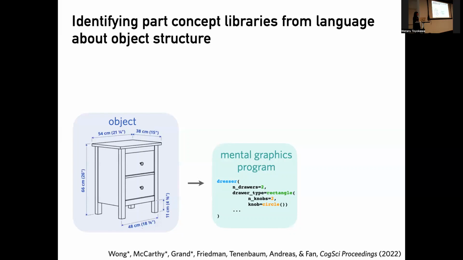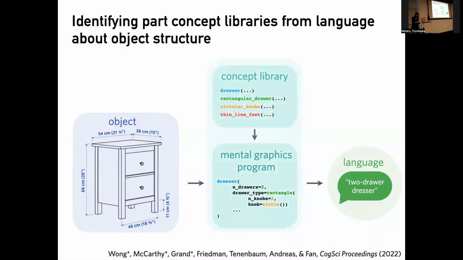For example, perhaps in this program, a dresser function is invoked that takes a few arguments, such as how many drawers it has, the types of knobs, and so on, basically the specific attributes that characterize this dresser. And an appealing property of this mental graphics program is that it becomes natural to read out linguistic descriptions that reflect this structure. So the noun phrase 2-drawer dresser, just a mouthful, can be easily extracted from this program.